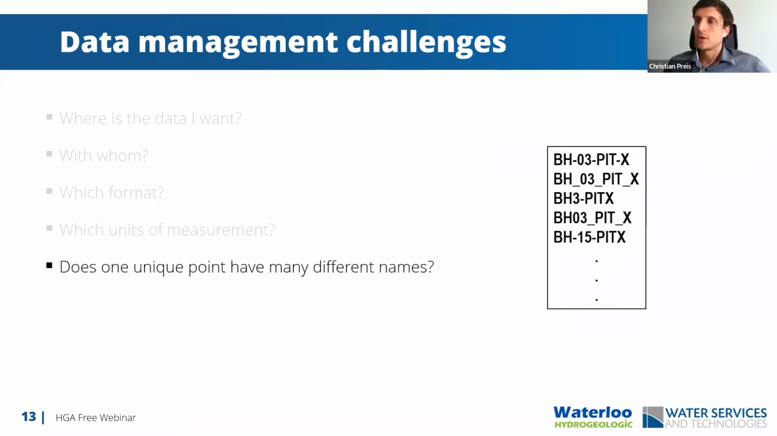And also very important, does one unique point have many different names? Like in this example here, it's a borehole called number 3 on the pit X. And it can have many different names, like with underline, with dash, with spaces, or everything together. Or sometimes it changed the number last year because we remanaged everything and the borehole changed its number.